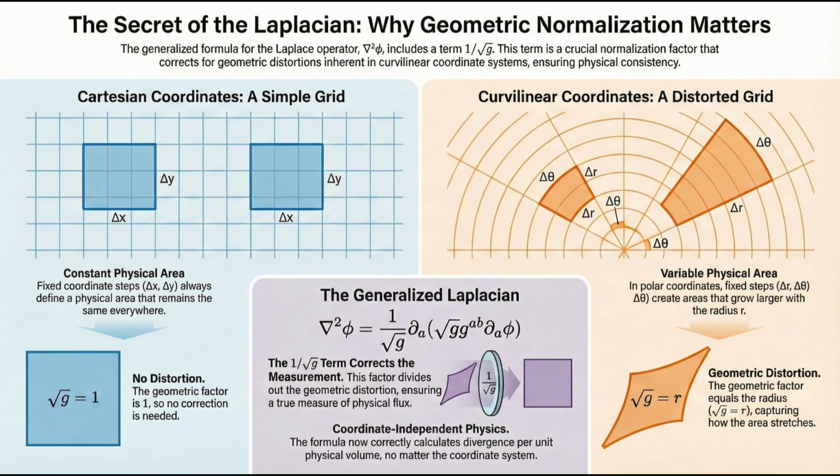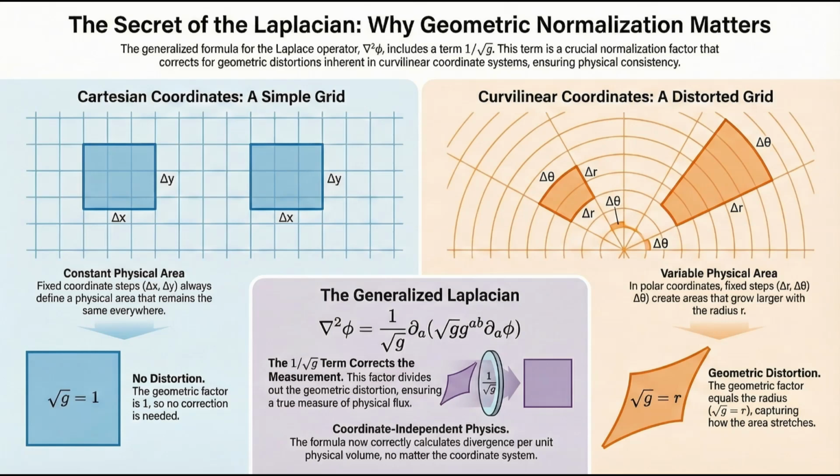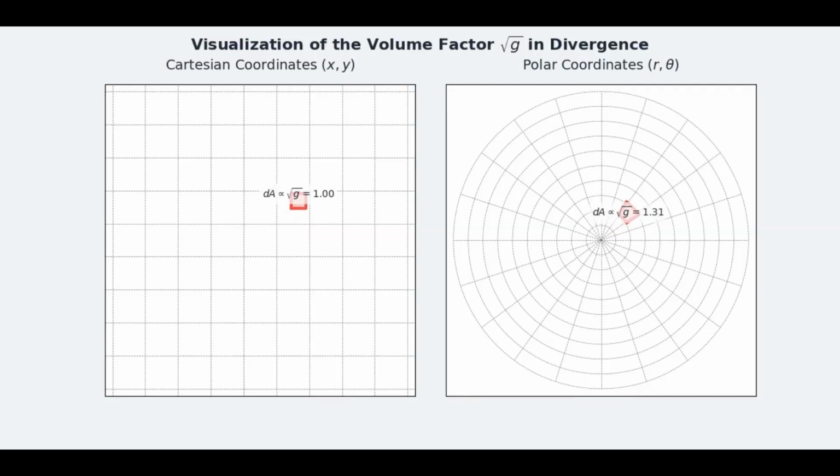Second, the whole formula has a really powerful interpretation based on divergence. Divergence just measures how much of something, like a field, is flowing out of a point. Including that 1 over the square root of g factor guarantees the operator is calculating flux per unit of physical volume, and this makes the measurement totally independent of the coordinates you chose.